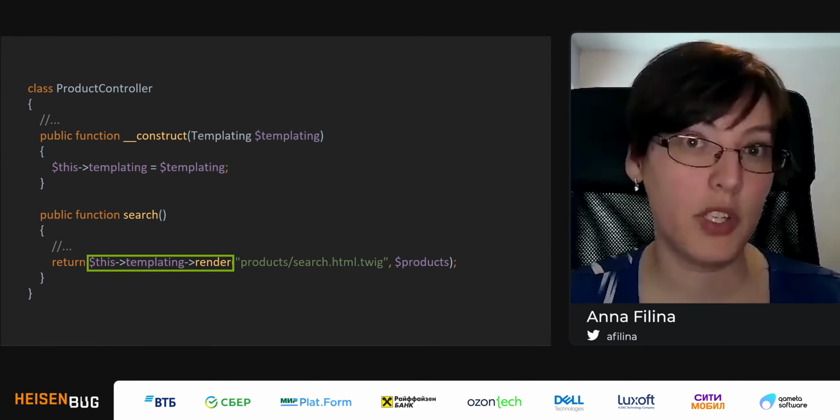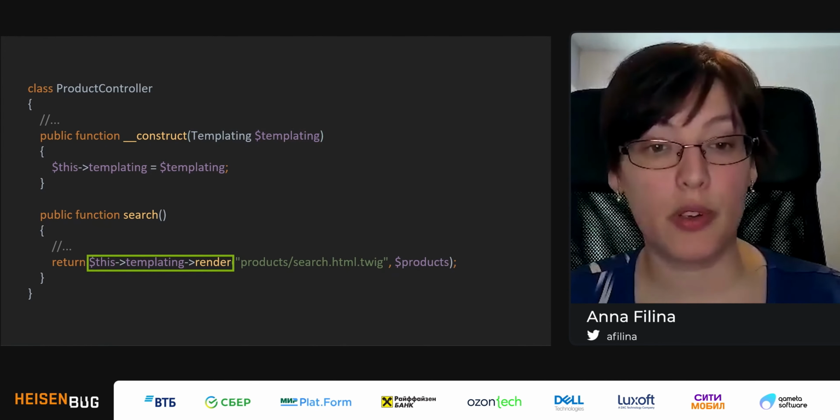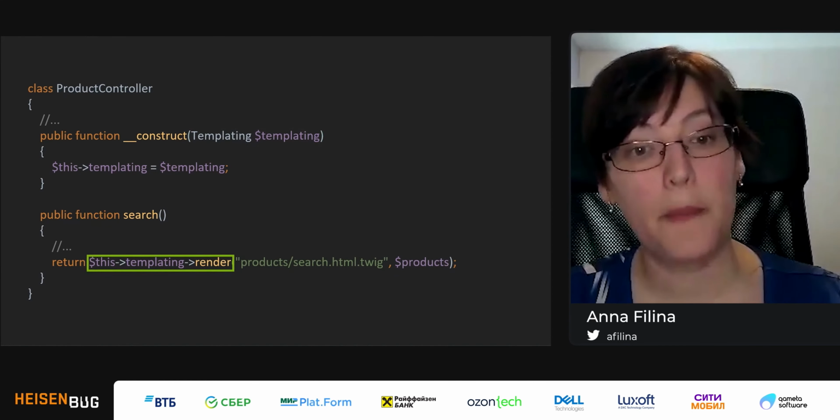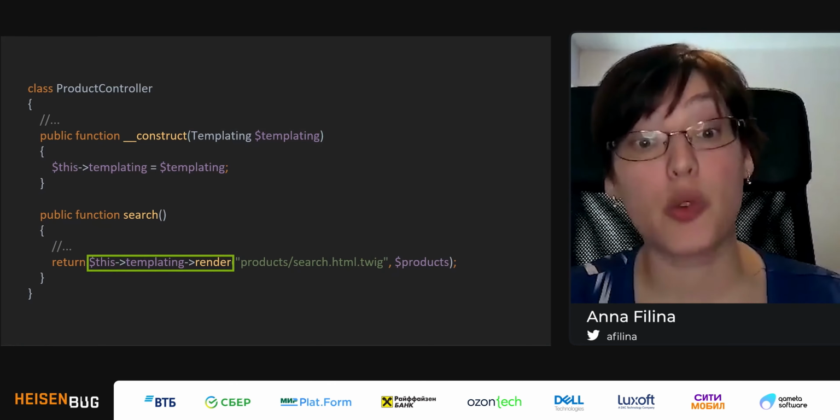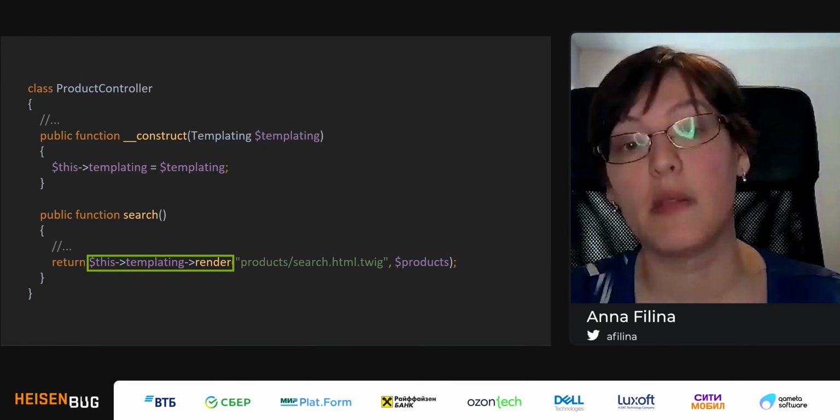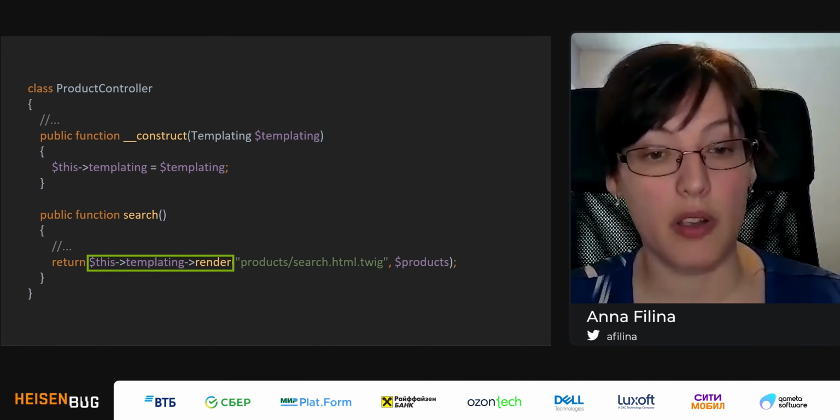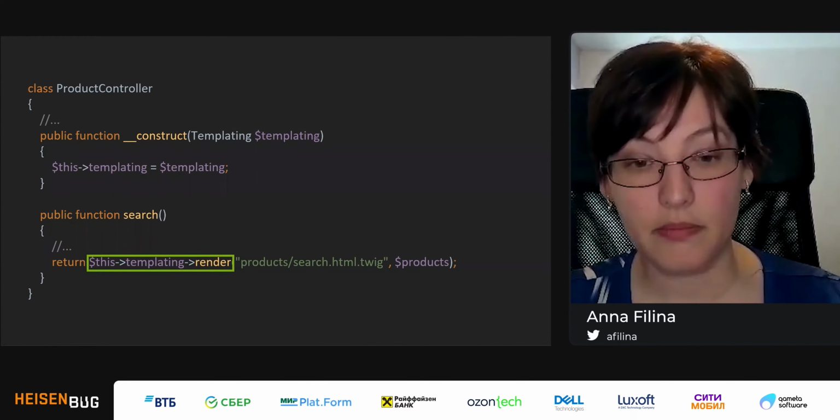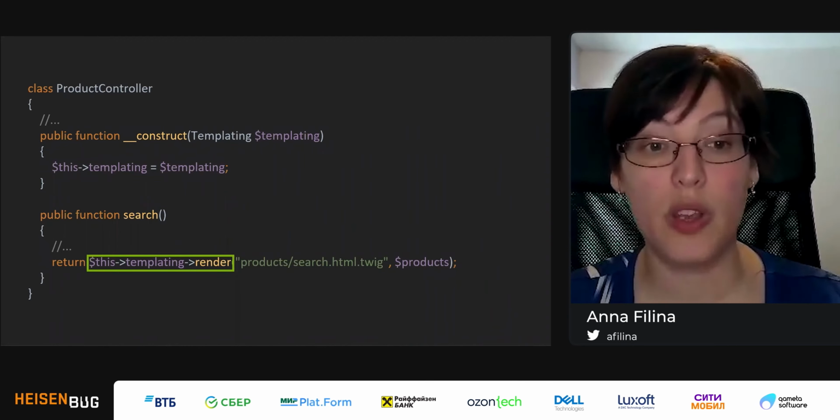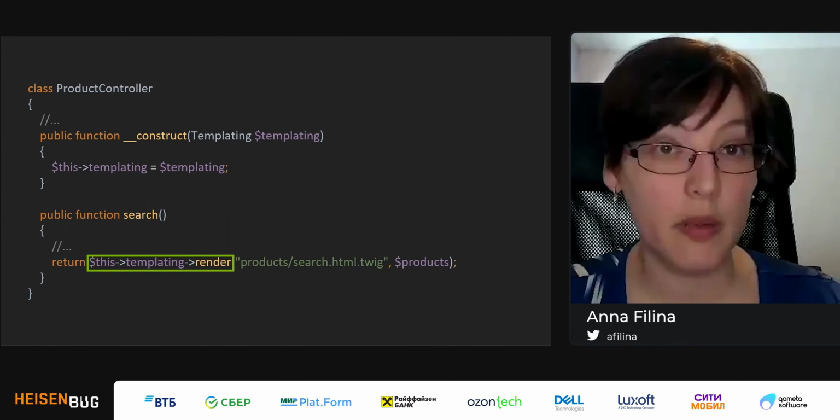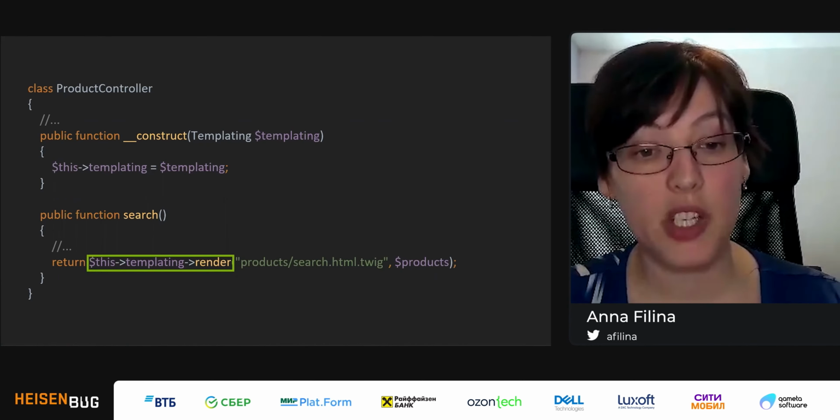In our unit test, we instantiate the product controller. When we use the new keyword, instead of the actual templating component, we just pass a mock of the templating component. And then we can mock the render method from there. By doing that, we have just made our controller class independent of the framework with proper dependency injection.